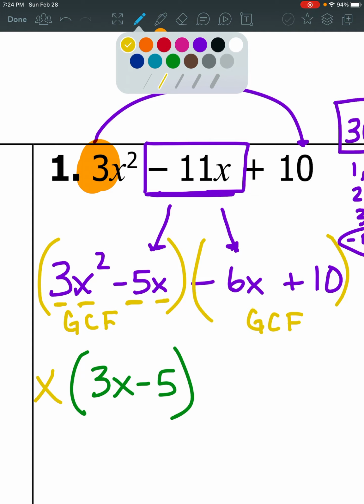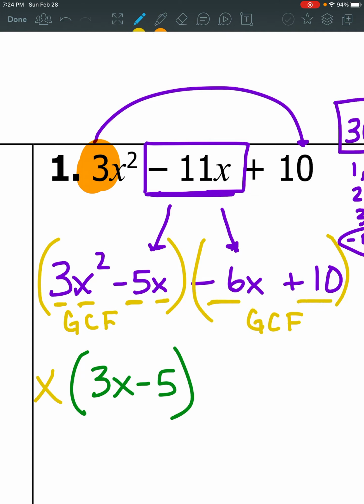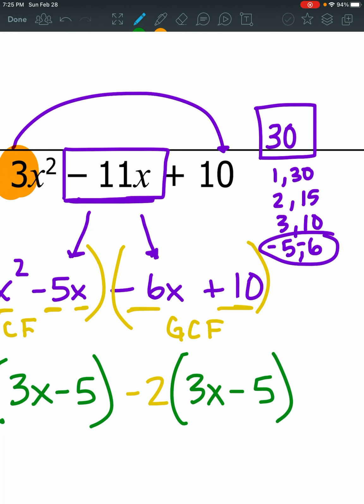Do the same thing then over here. So we're looking at GCFs of negative 6 and 10. So a GCF would be negative 2. And then again, we're going to divide both of these by negative 2. So negative 6x divided by negative 2, we get 3x. 10 divided by negative 2, we get minus 5.